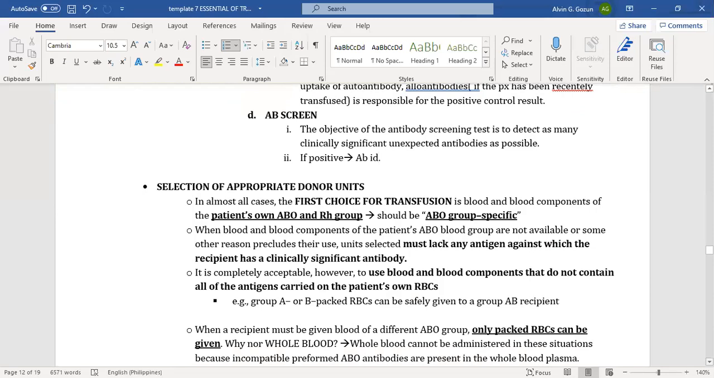So guys, kapag tinanong kayo sa board exam, na si patient daw is blood type A negative. A negative. So ano daw yung first choice for transfusion? Siyempre, yung ABO group specific, kapag nasa choices si A negative, yung pipiliin mo. Pero pag wala sa choices, sinong pipiliin? Group O, RH negative. Nagigets na ba ako? Guys. Hello? Yes, sir. Nagigets niyo ako? Yes, po. Alright.